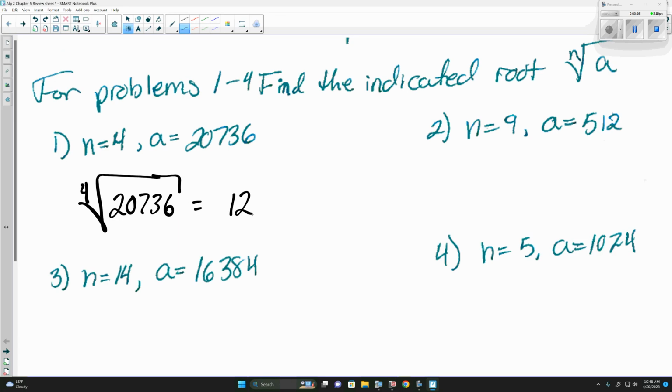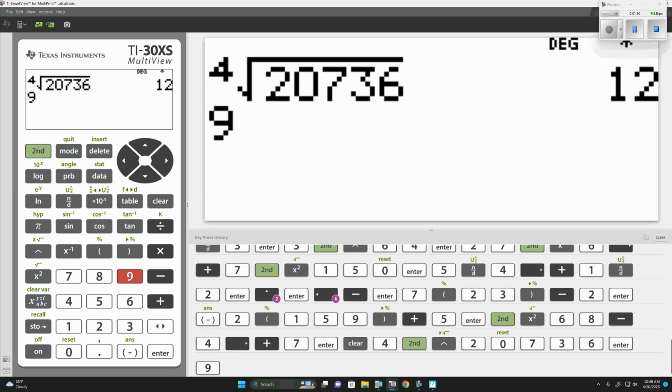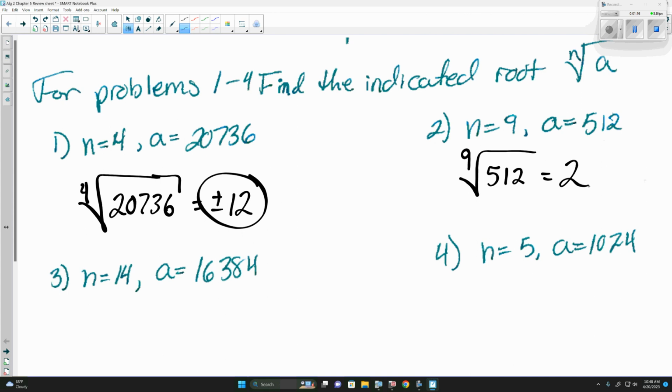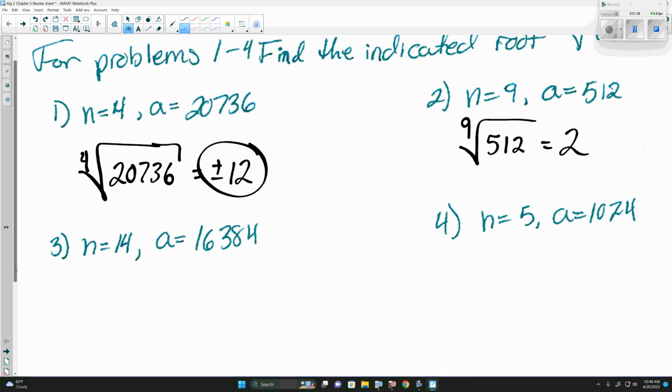Now, just as a reminder, anytime we take the even root, we have to add the plus or minus. Since we took the 4th root, we have to add the plus or minus. If we take an odd root, we do not. So number 2, we don't have to do the plus or minus. We're going to take the 9th root of 512, which is indeed 2. Since we took an odd root, we don't add it. It's all about the root, the index. Now 3, we would have the plus or minus because we're taking an even root. 4, we would not because that is an odd root.